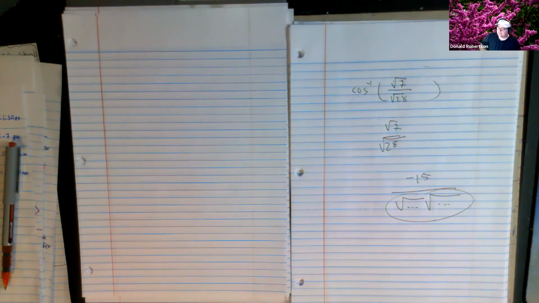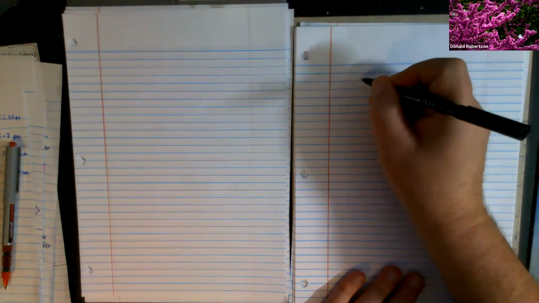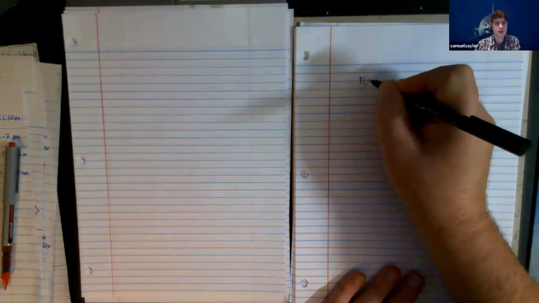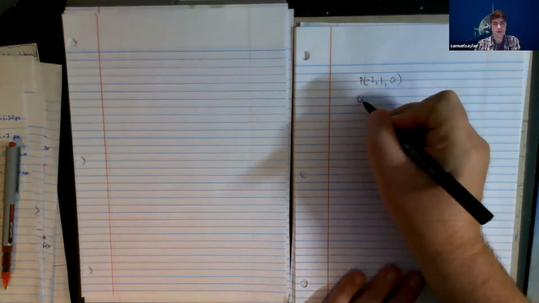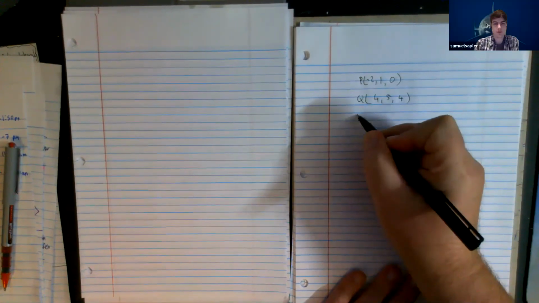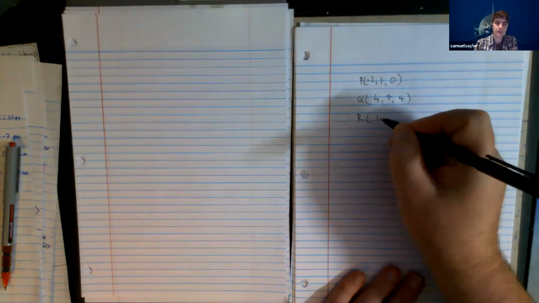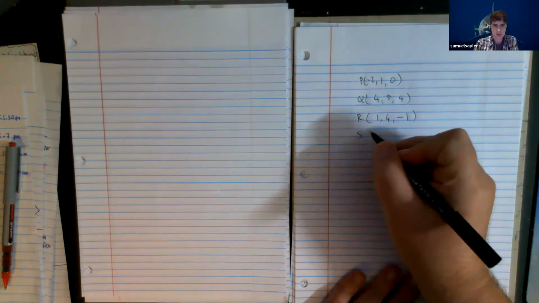Yeah. So, and then there's one more, and it's find the volume of the parallelepiped with adjacent edges PQ, PR, and PS. I like that question. Go for it. Point P is (-2, 1, 0). Q is (4, 5, 4). R is (1, 4, -1). And S is (3, 6, 2).